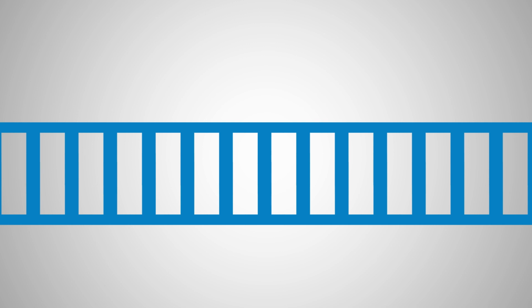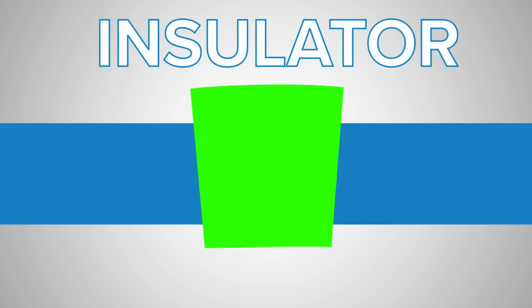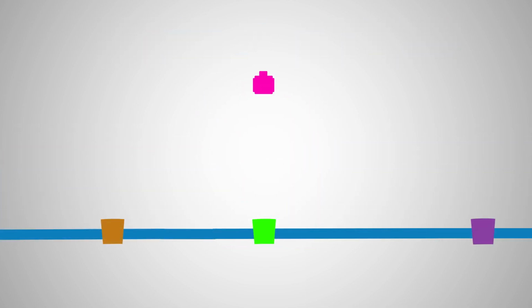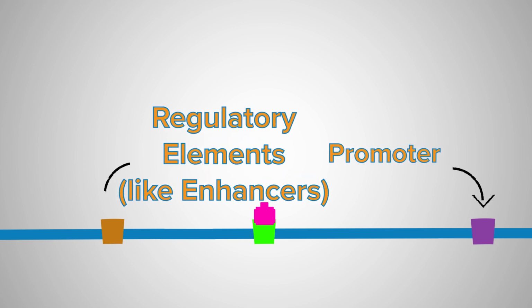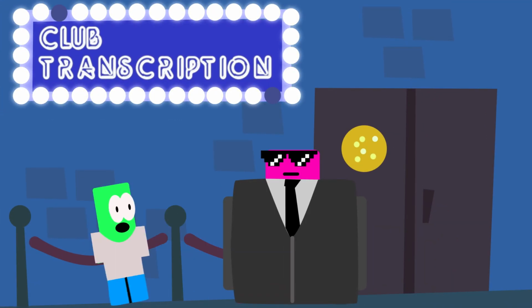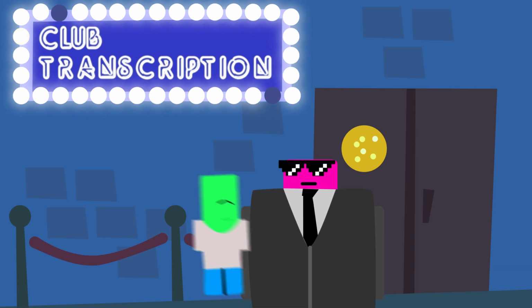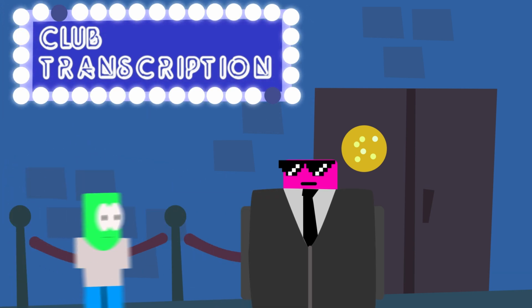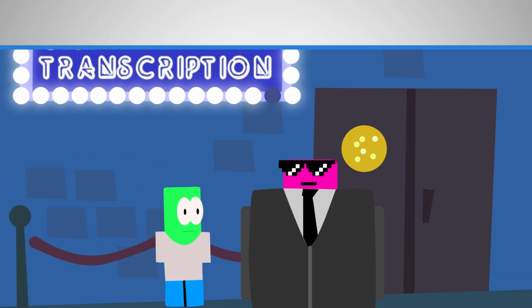Another regulatory factor you may encounter is an insulator. Insulators act as a buffer between the promoter and other elements like enhancers by binding to the promoter so the enhancer cannot. Come on, let me in there. Come on, I'm on the list. Come on, you gotta let me in there.